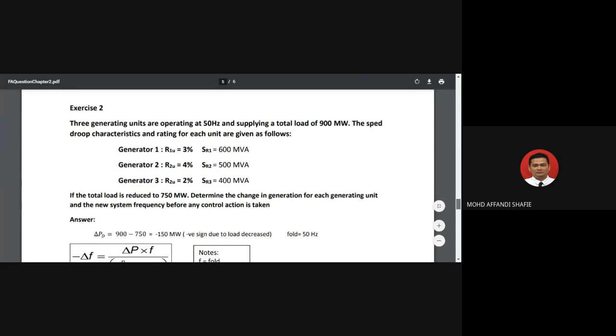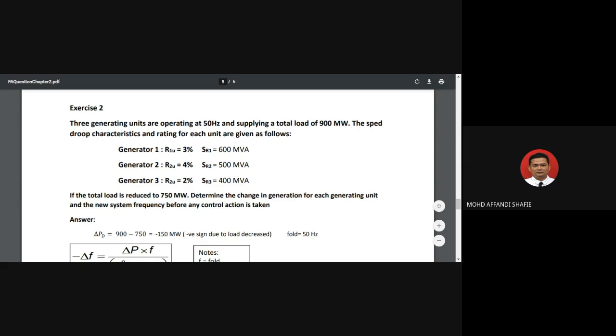Yang ni dia kata apa? Okay, yang ni dia kata exercise 2, 3 generator units supply total load 900 megawatt and then given the parameter of generator lah. But now the total load is reduced to 750 megawatt. So mean delta PD is equal to 900 minus 750 and then you get minus 150 megawatt. So negative sign due to the load decrease.